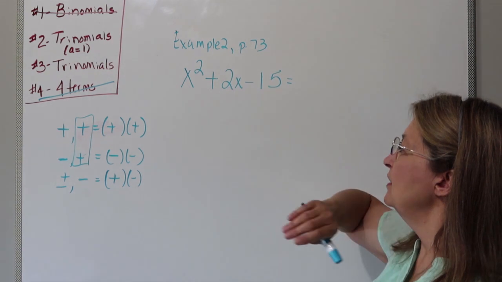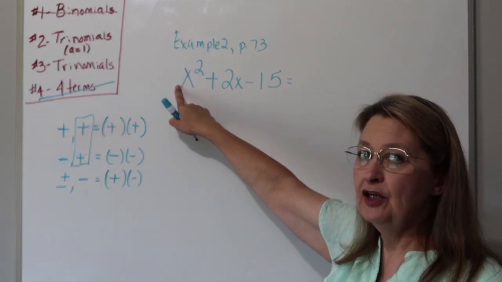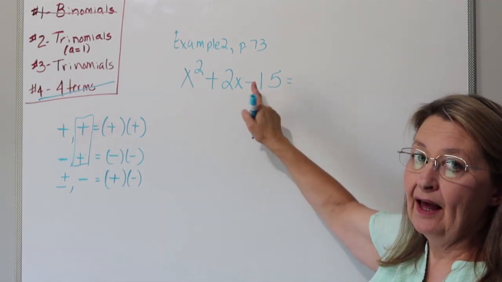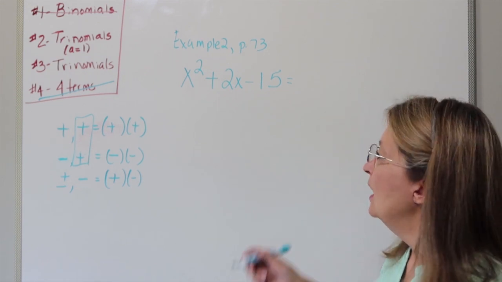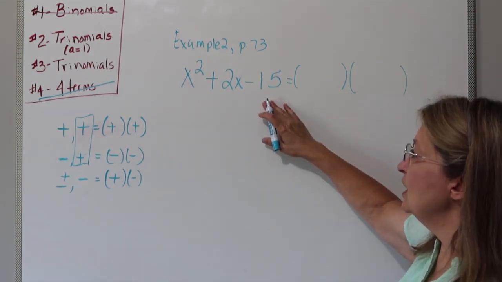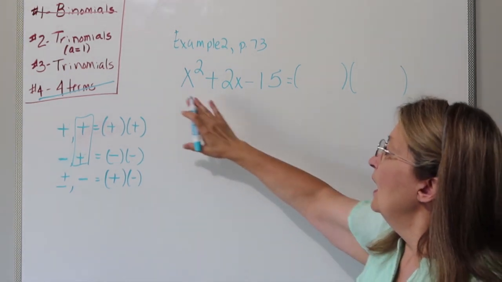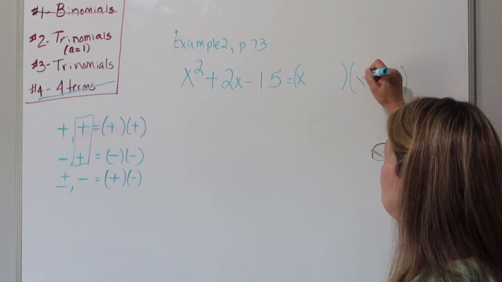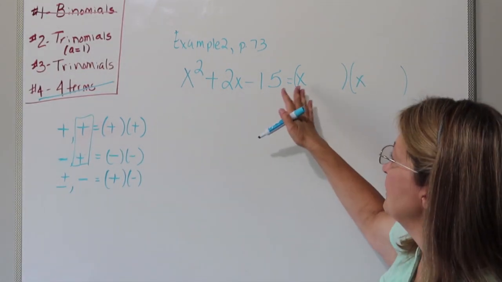Example 2, page 73, factor this trinomial. I see that my coefficient here is 1 because there's not a number here. I see that this is a minus sign. I look for a greatest common factor and there's not one, so I'm ready to factor it. Now I know that this trinomial was obtained by multiplying two binomials together. And since this is an a equals 1, I know my first terms in each one of these binomials is going to be x.